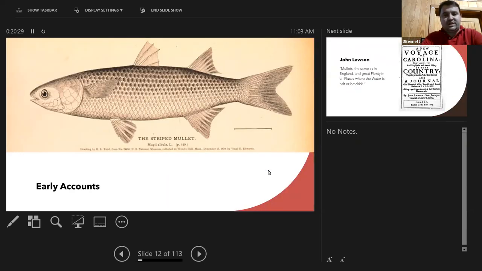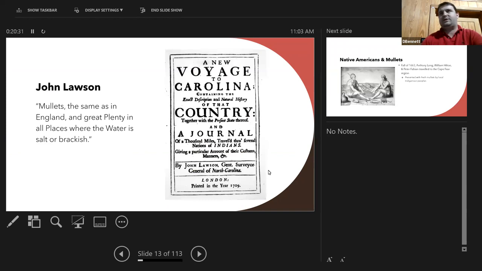Let's move into some of the early history. Some of the earliest accounts of mullet are from explorers like John Lawson, who was one of the early explorers of the Carolinas. He talked about mullet a little bit. He just said there's a lot of mullet in the Carolinas, but it's nothing special because we have a lot of mullet in England too. So it's nothing out of the ordinary.